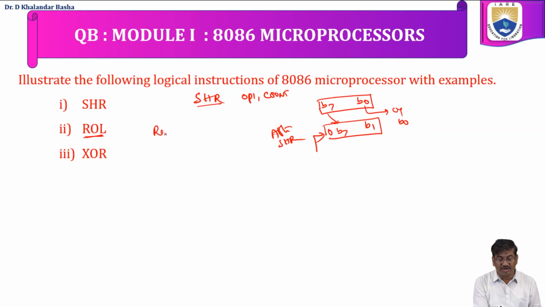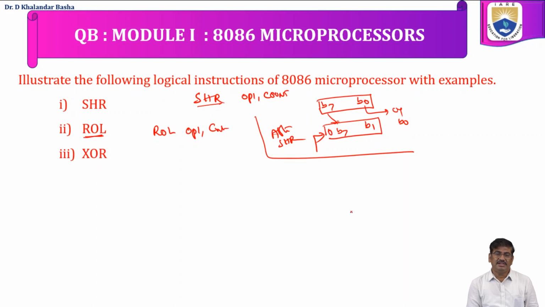The syntax of the instruction is ROL operand 1, count. This instruction is for rotating the contents towards the left side depending upon the count. Let us consider here we have 8-bit data, B7 to B0. Assume operand 1 is 8-bit data and we want to rotate for only one time. As it is the ROL instruction, this B7 bit, that is MSB, will be moved to the carry flag.